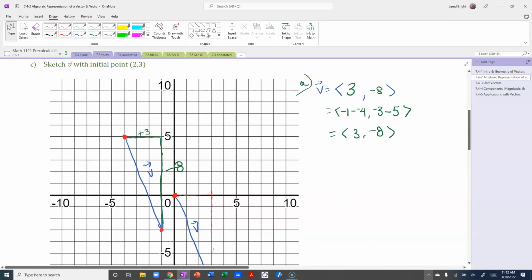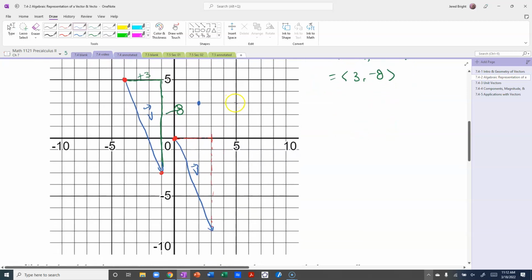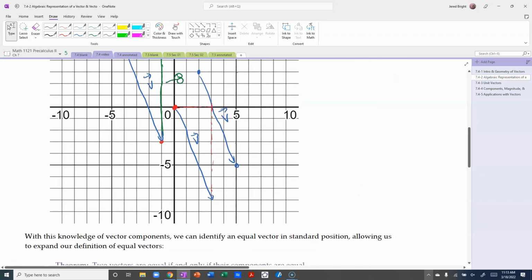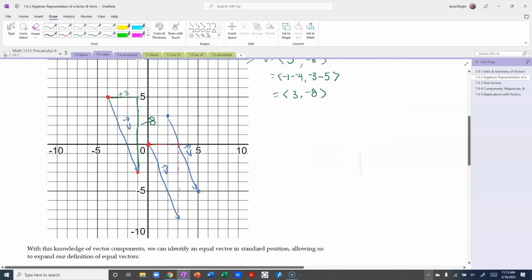And sketch v with initial point 2, 3. So 2, 3 right there. And then I go to the right 3 and down 8. So 5, 3 to 5, -5. So these are all vector v, just with a different starting point. Okay, so great. We have another way to express a vector.